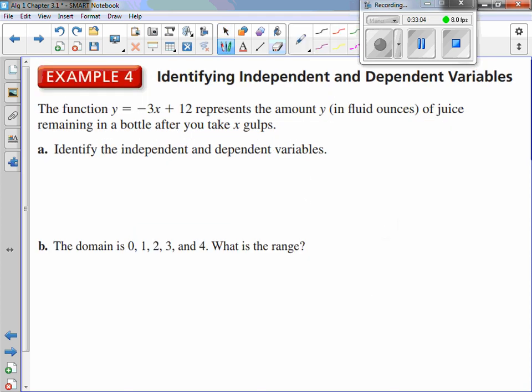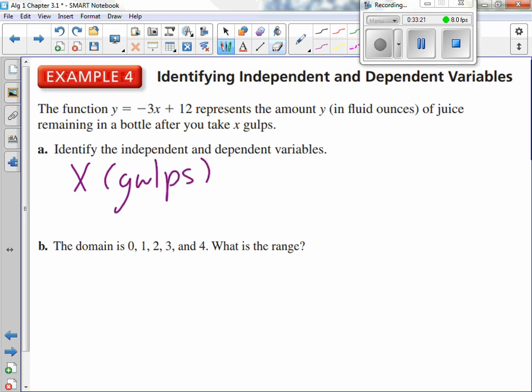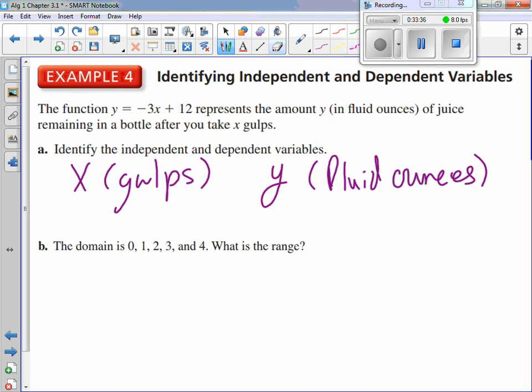So looking at this here, this function, y equals negative 3x plus 12, represents the amount y in fluid ounces of juice remaining in the bottle after you take x gulps. So what's the independent? The independent is x, or gulps, and the dependent is y, our juice, our fluid ounces, because that's what would be left over.